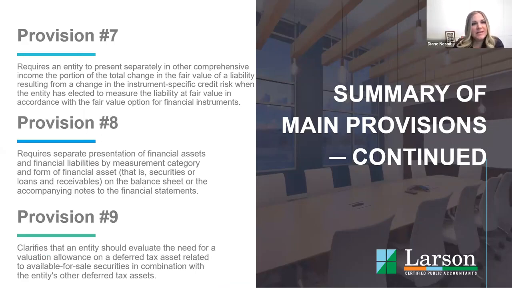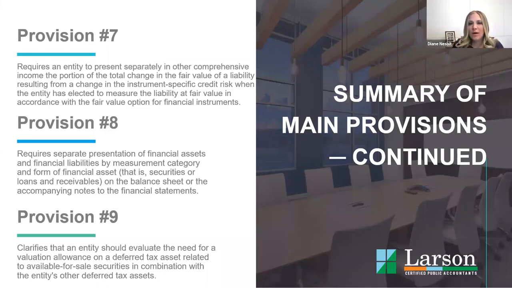All right, the next item is there's now a requirement for the entity to present separately in other comprehensive income the portion of the total change in the fair value of a liability resulting from a change in the instrument's specific credit risk when the entity has elected to measure the liability at fair value in accordance with the fair value option for financial instruments.